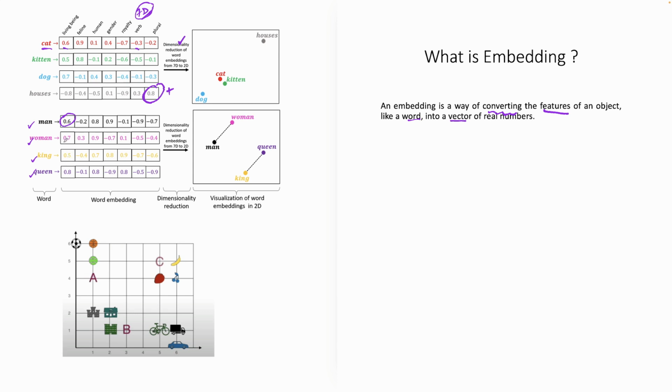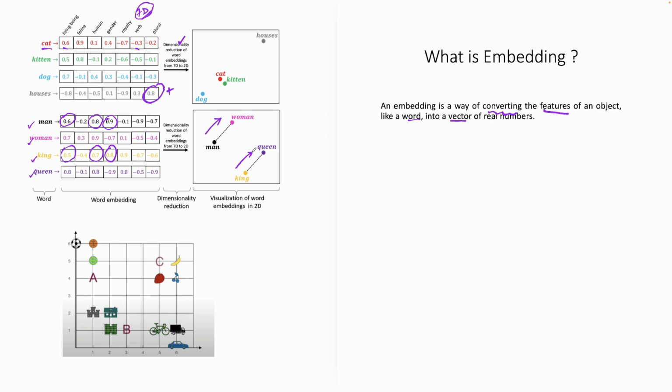If you see living being, the numbers are quite similar. If you see human 0.8, 0.7. Then even if you go to gender, it's 0.9, 0.8. So they're very similar. So one is like a cat and a kitten, which are closely related to each other. But there could be another relationship where a man is related to a woman, and a king is related to a queen.